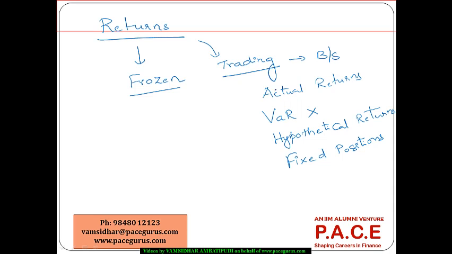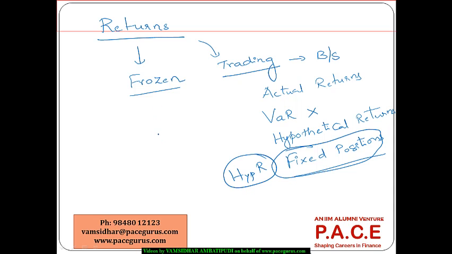So even while I am doing the comparison, I have to do it with respect to the VAR that has been computed. Against that, I will measure the hypothetical returns, not the actual returns.